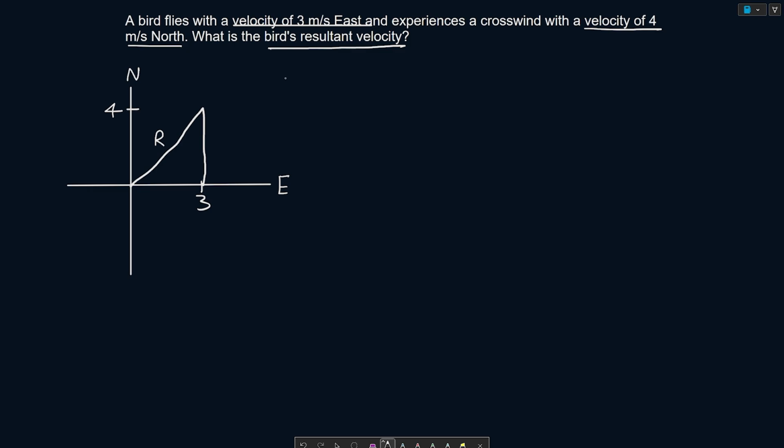In order to find the resultant velocity, we'll use Pythagorean's theorem of a squared plus b squared is equal to c squared. A can be equal to the velocity of the bird, which is 3, and B can be equal to the velocity of the crosswind, which is 4. Plugging into our equation, we get 3 squared plus 4 squared is equal to c squared.